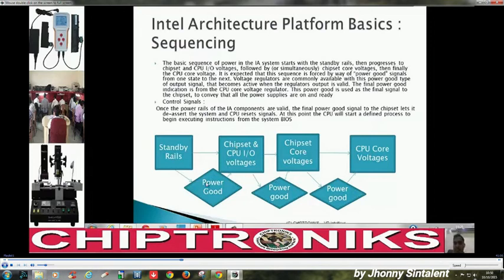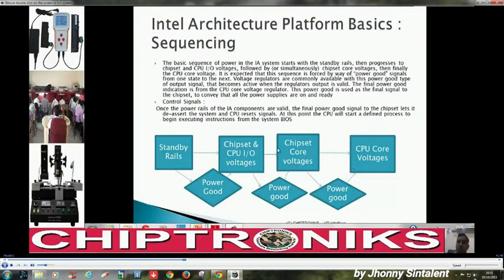This is the crux of power sequence. What is the crux of power sequence? First standby rails are generated, then chipset and CPU input output voltage are generated, then chipset core voltage. I mean to say that any chipset will have two sections. One is input output, another is core, and another is standby. So first the chipset standby supply is generated, second the chipset input output is generated, then the chipset core is generated, and after that the CPU core is generated.